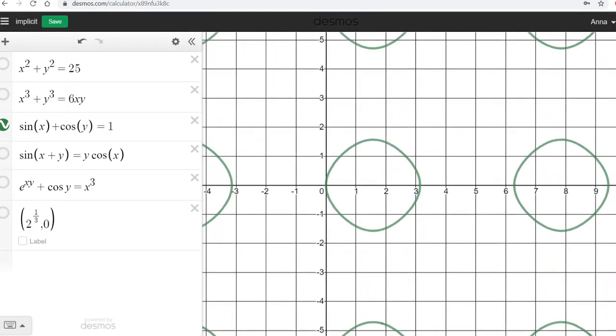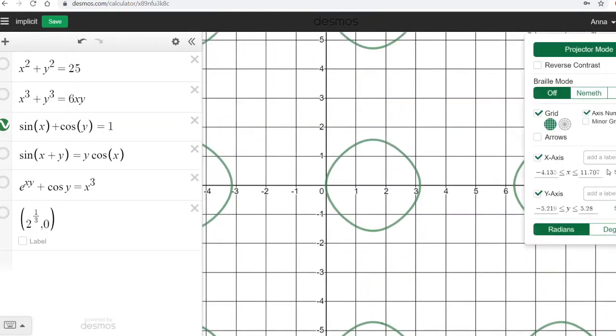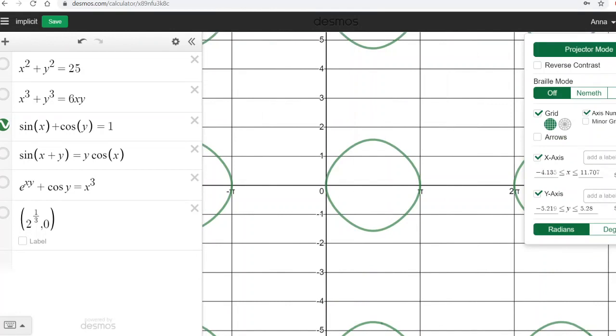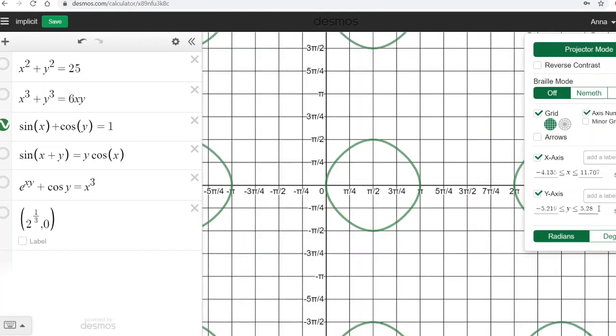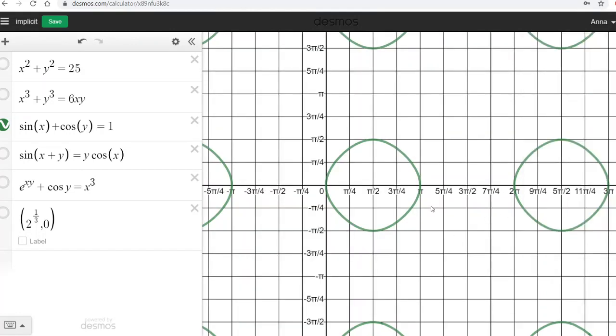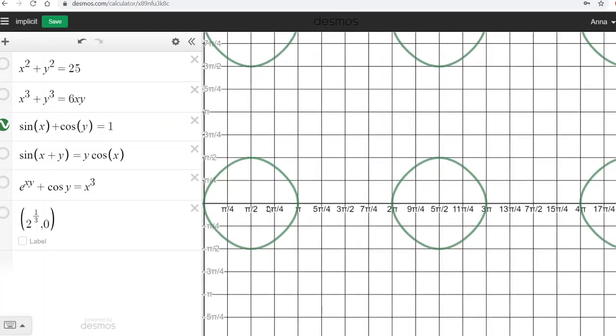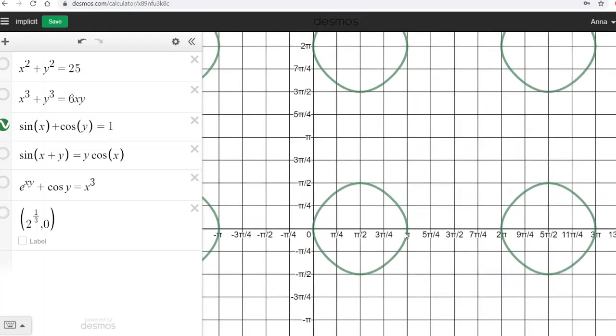And let me just show you how we can make sense of some of the points that lie in this graph. I'm going to change the axes so that they're labeled in terms of pi instead. For example, it looks like the point pi over 2, pi over 2 lies on the graph. So why is that? Well, if we plug in pi over 2 for x, that gives us sine of pi over 2. And if we plug in pi over 2 for y, that gives us cosine of pi over 2.